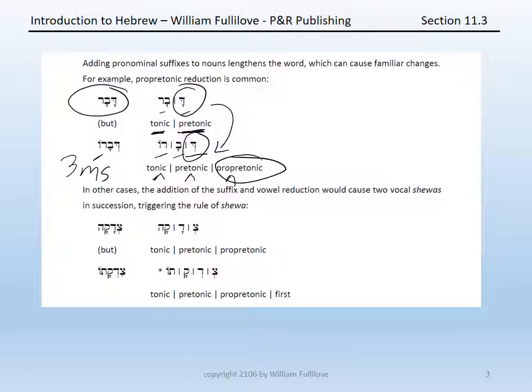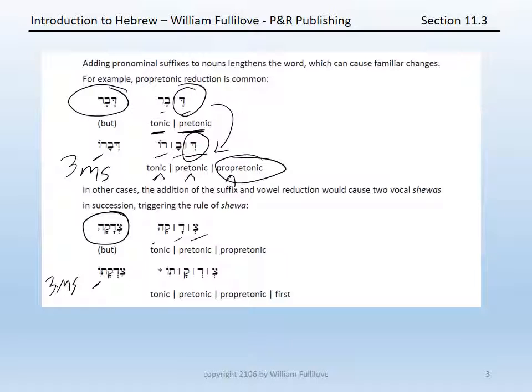In many other cases, the addition of the suffix and the vowel reduction will cause two vocal schwas in succession, which will yet again trigger what we call the rule of schwa. For instance, you have sudaka, a three-syllable word, su-da-ka: tonic, pretonic, and propretonic. The addition of the same suffix, third masculine singular, o, causes now a different syllable structure for the word.